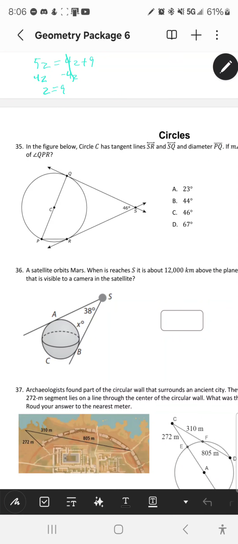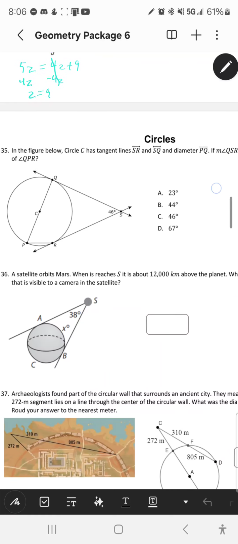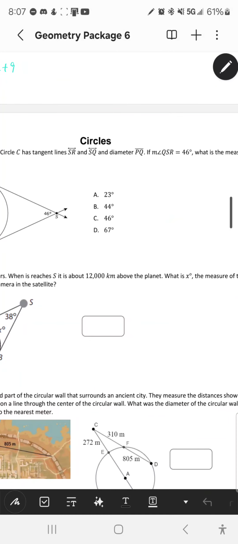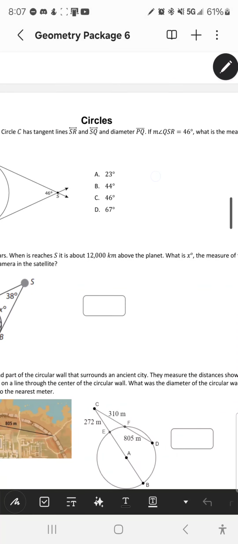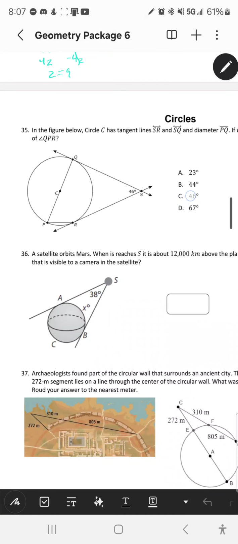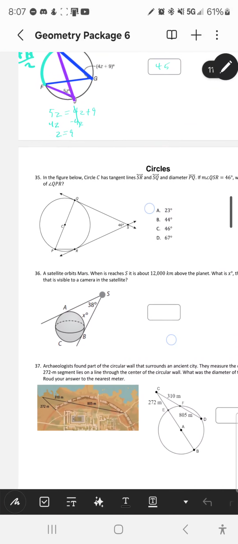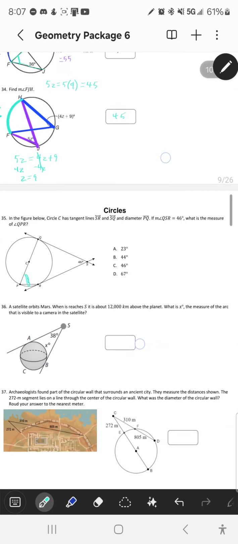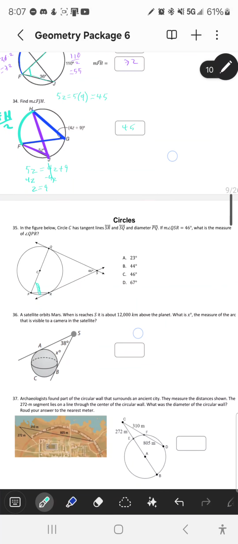In the figure below, circle C has tangent lines SR and SQ and diameter PQ. If the measure of angle Q as SR equal 46, what is the measure of angle QPR, which is this angle right here? So let's look at it.